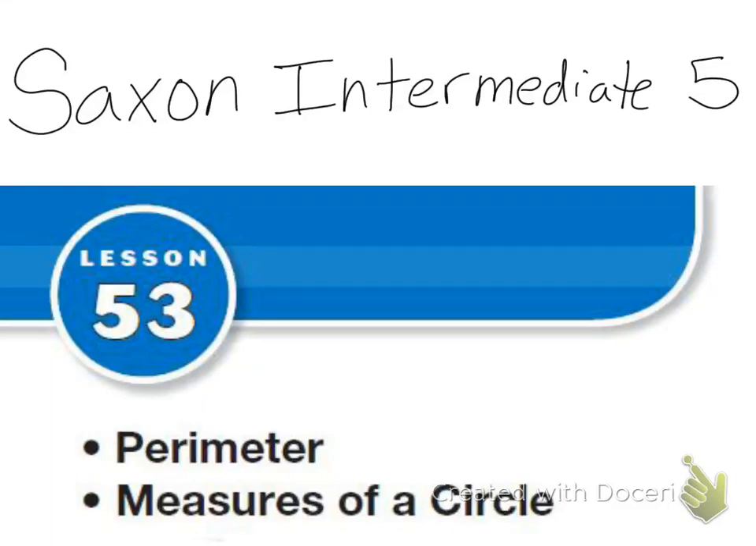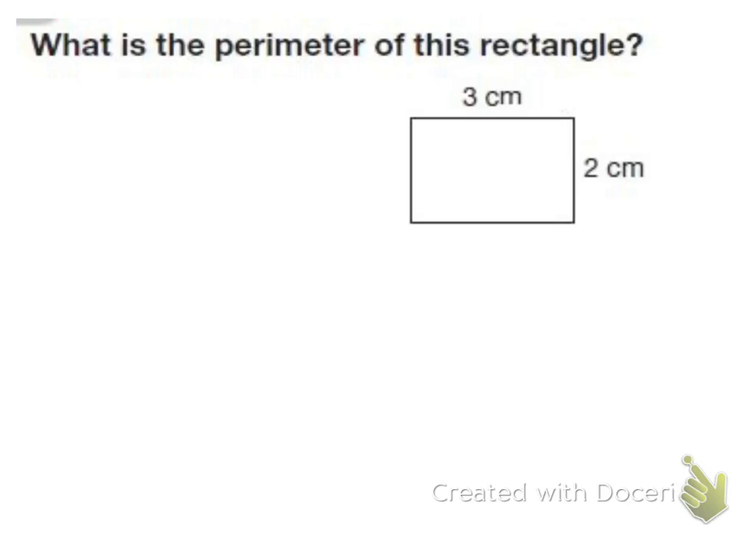Hello everyone. Today's lesson is lesson 53, perimeter and measures of a circle. So the perimeter of a rectangle is the segments that form the rectangle. It's the outside lines all the way around, and that's what we call the perimeter. Okay? And it can be on any shape, or any polygon.